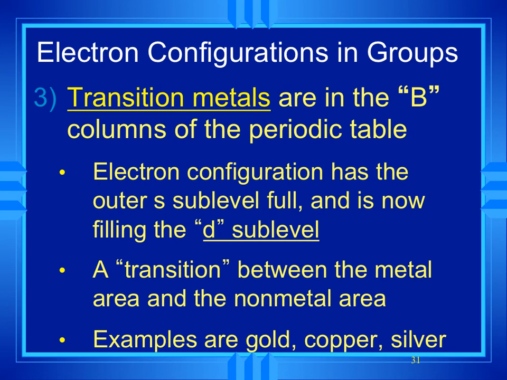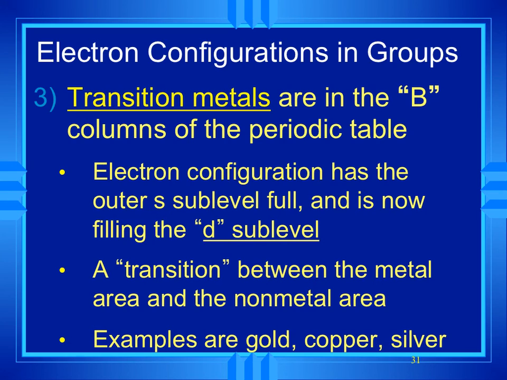Now, another group that we need to know about are the transition metals. They're located in the B columns of the periodic table. So like on the fancier periodic table you'll get later, you'll see that there's A and B groups. The electron configuration has the outer S sublevel full and is now filling the D sublevel. I don't know if you remember, but from our orbital filling diagram, we would often go 3p to 4s and then go back to 3d and fill it up. So that's what they're saying: the S is full, then you'll go to the D sublevel.